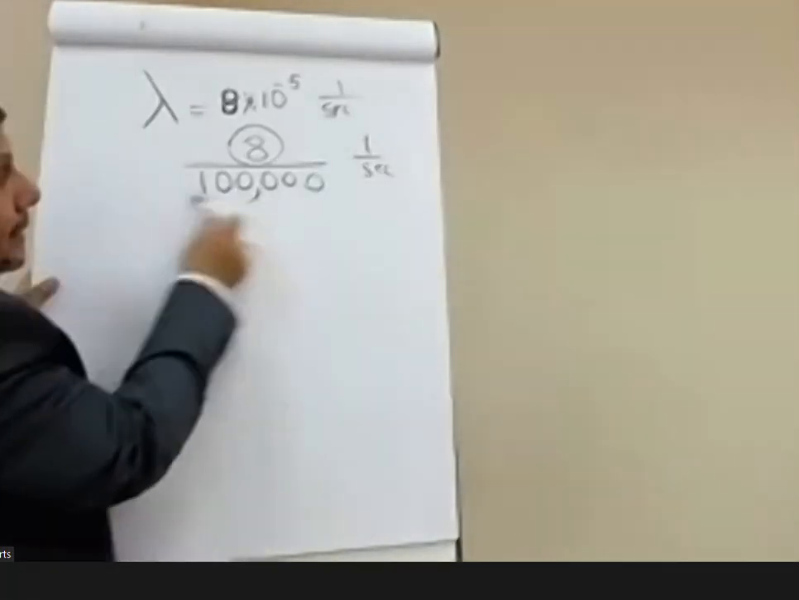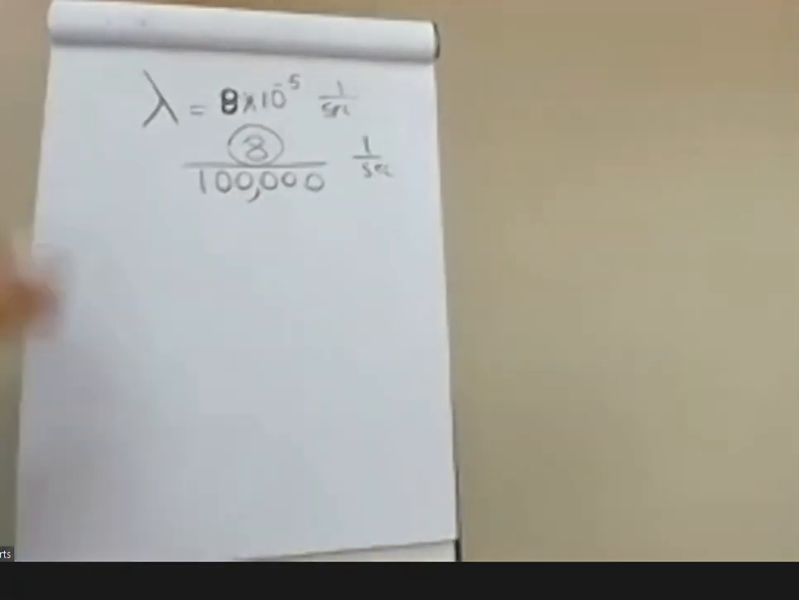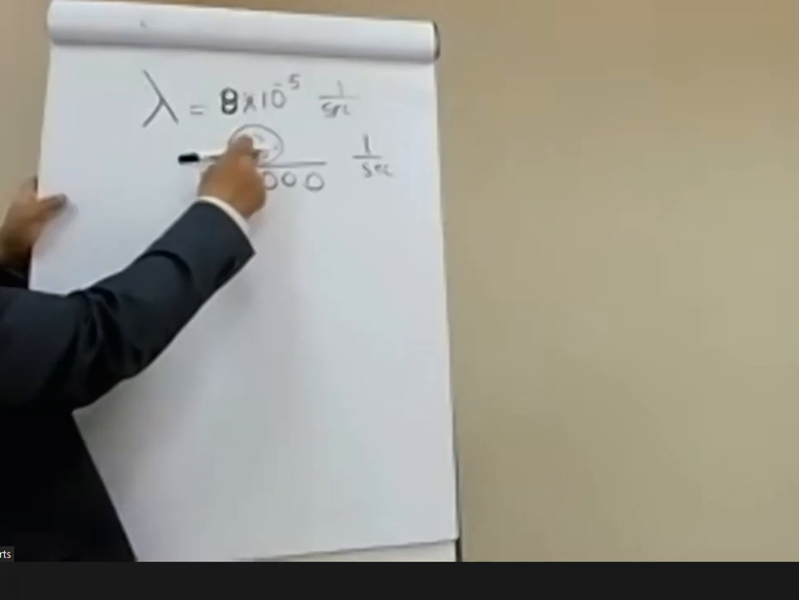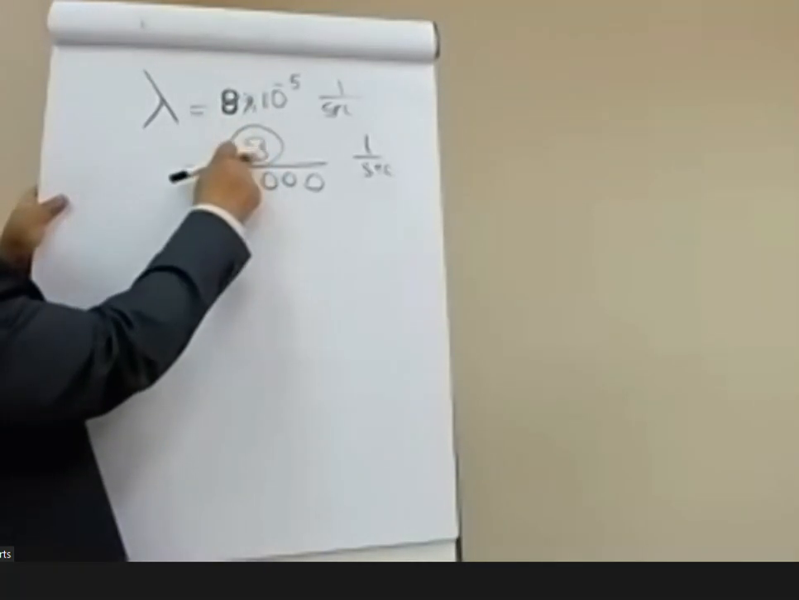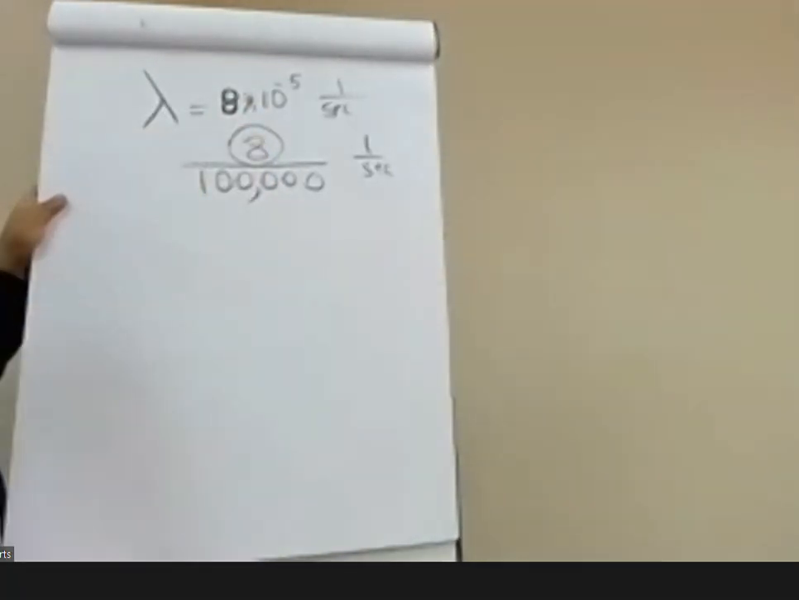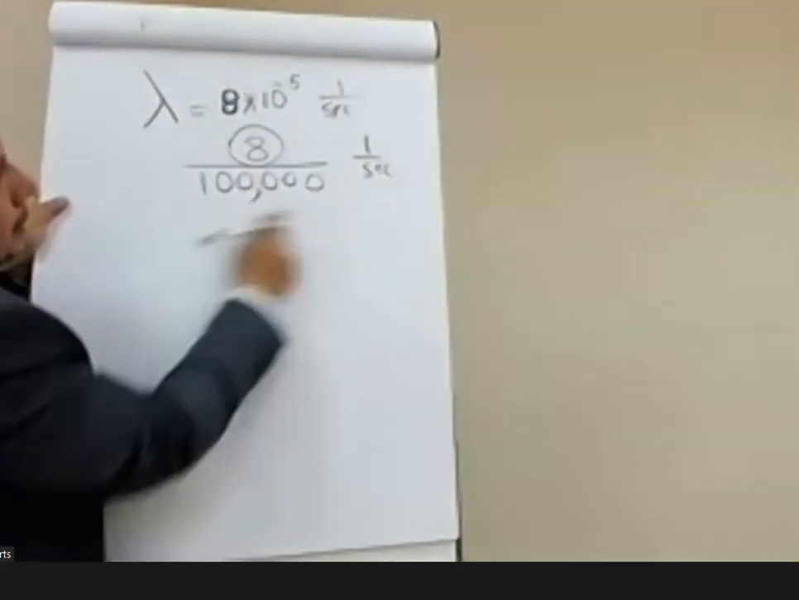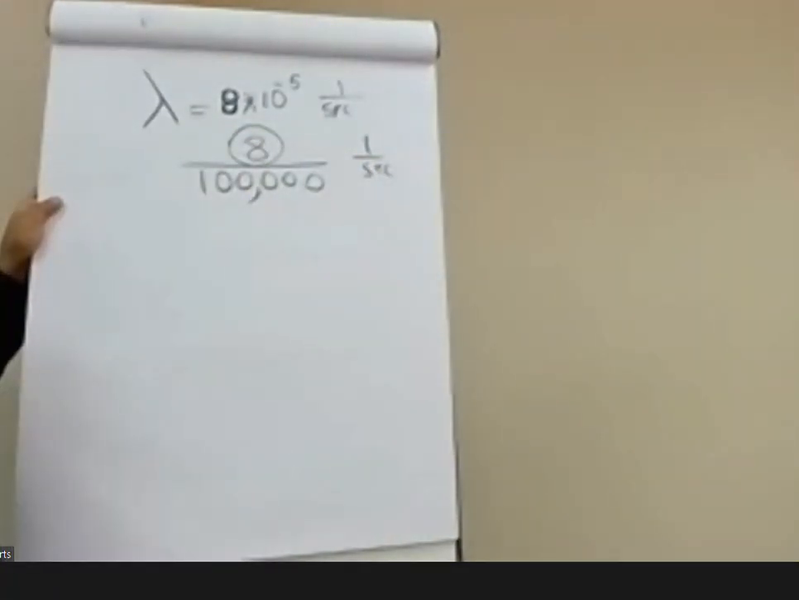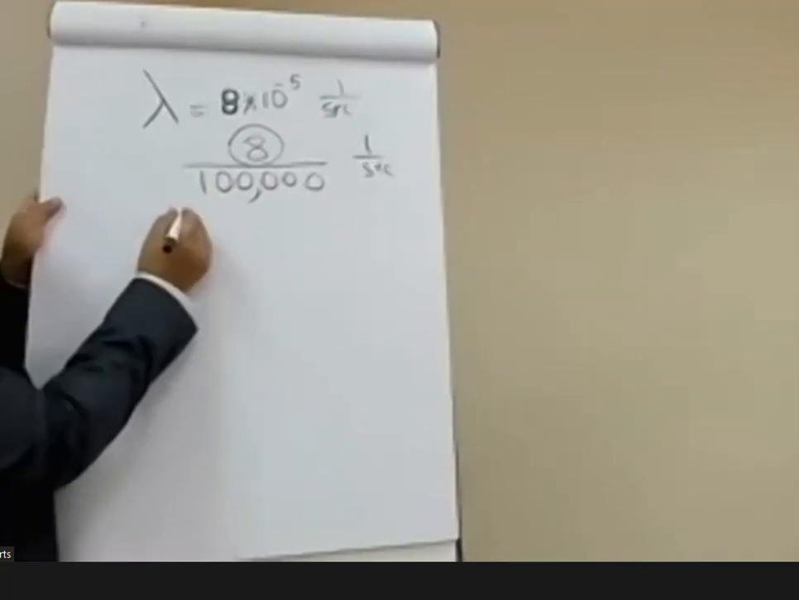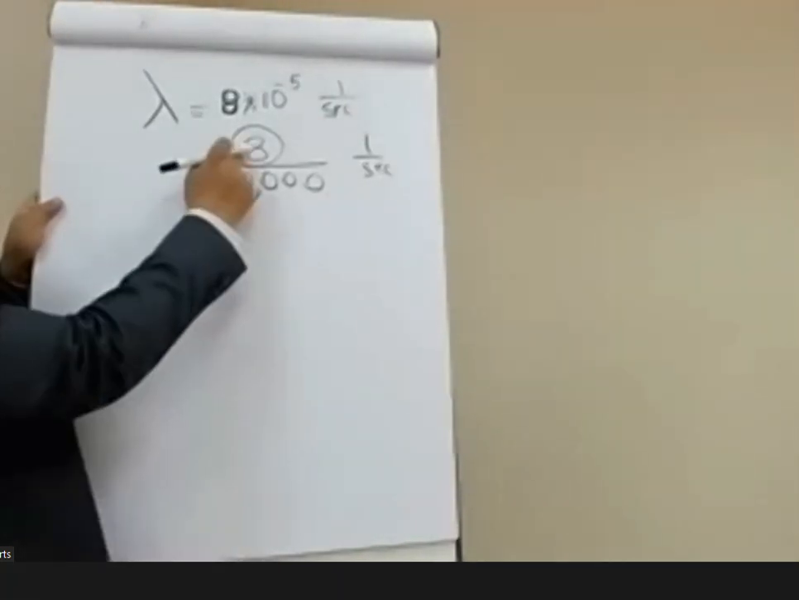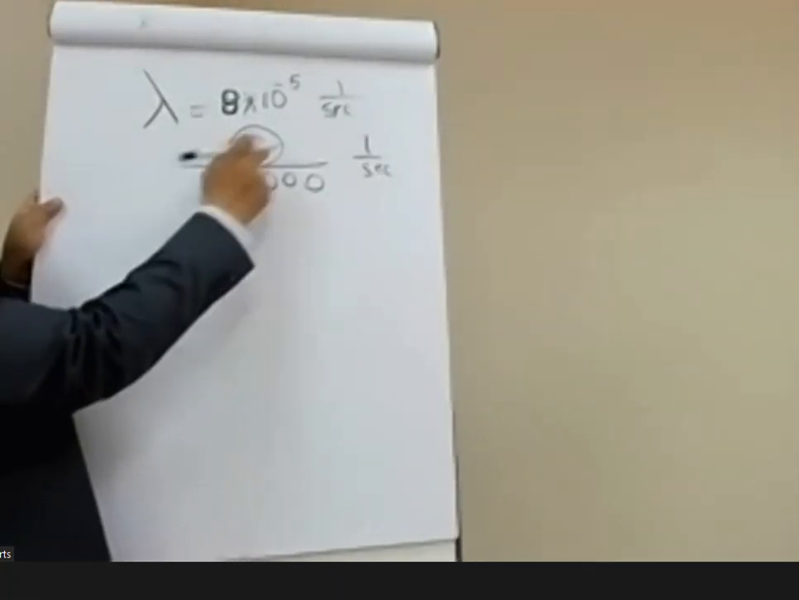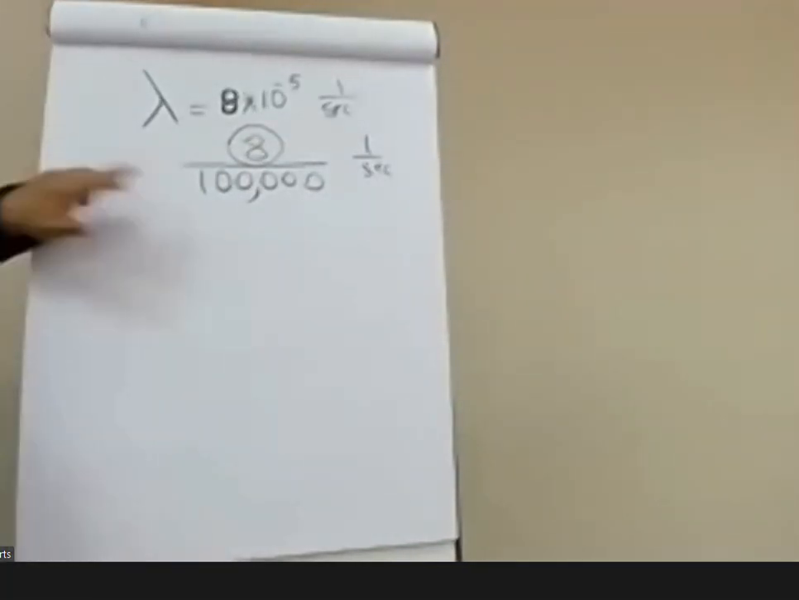So these 100,000 atoms each try to decay, but only 8 succeed. Each second only 8 will decay among these 100,000. Each one tries to decay, but only 8 will succeed each second. This is the meaning.